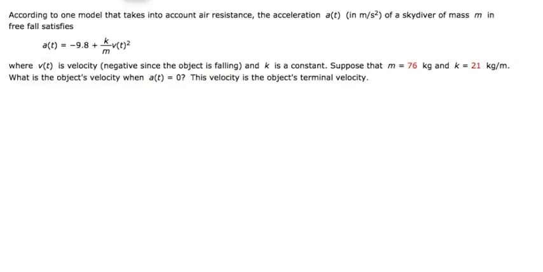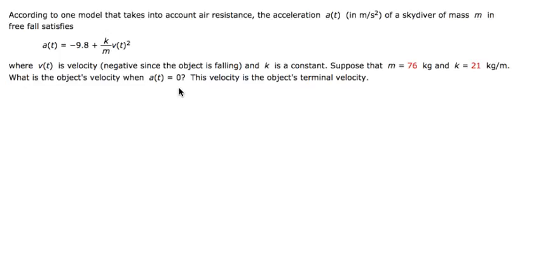All right, in this problem, we are given acceleration in terms of velocity. So acceleration A of t for a skydiver, which does take into account air resistance, is given as negative 9.8 plus constants k over m, where we are given that k is 21 and m is 76, times the velocity at time t squared. And the question asks, what is the object's velocity when acceleration a of t equals 0? And this velocity is the object's terminal velocity.